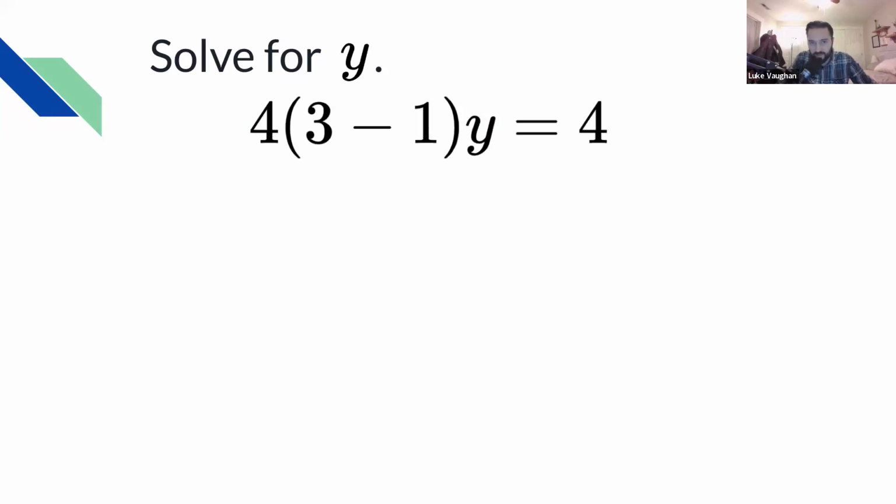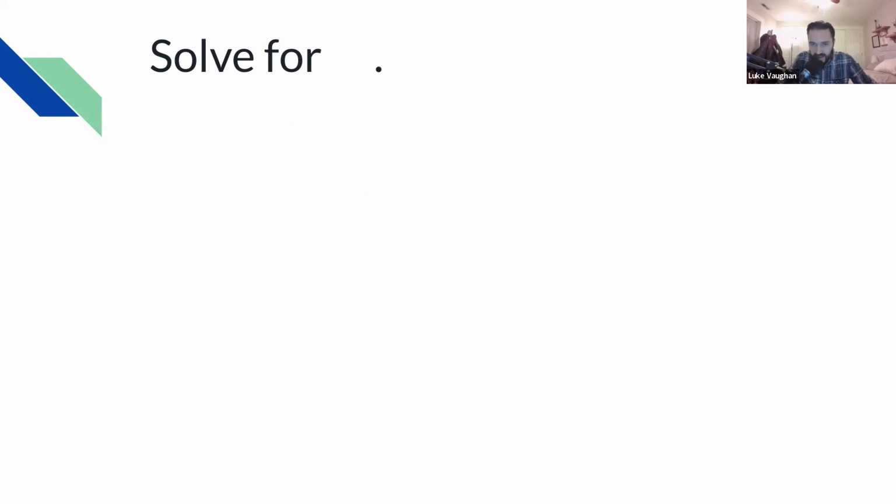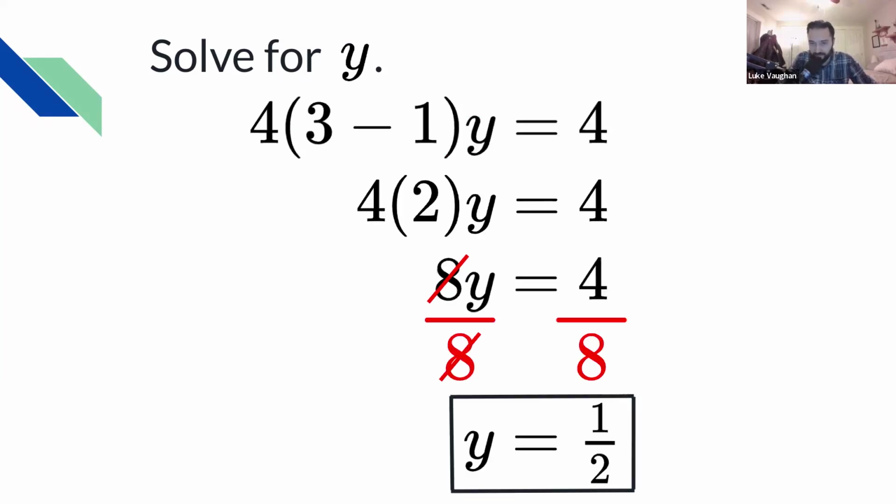Here we have 4 times 3 minus 1 times y equals 4. So I want to solve for y by isolating it on the left-hand side once again. So in parentheses, let's take care of that first. PEMDAS tells us to take care of that first. So we have 4 times 2 times y on the left-hand side, and that leaves us with 8y equals 4. When we divide both sides by 8, the 8's cancel on the left-hand side, and it leaves us with y equals 4/8. But that reduces down to y equals 1/2. So the solution is y equals 1/2.